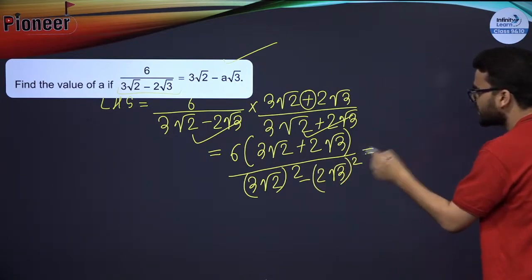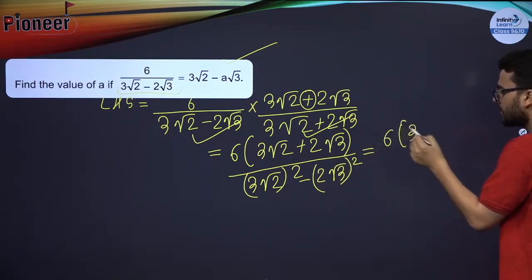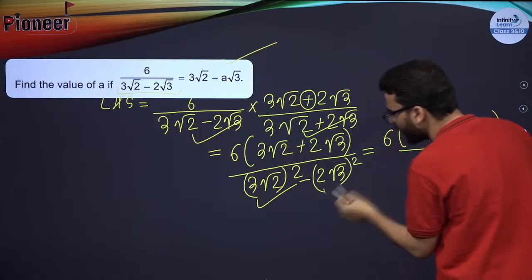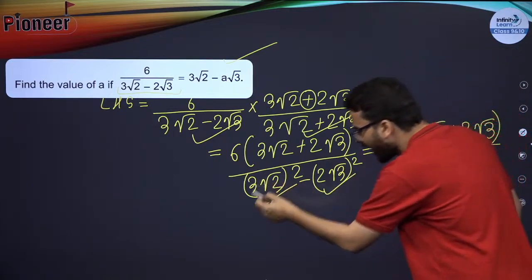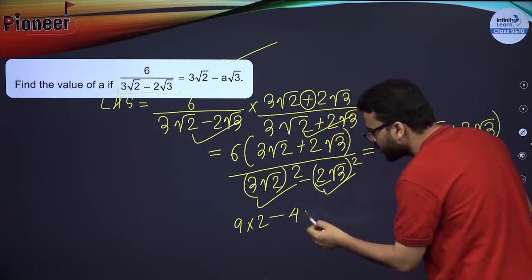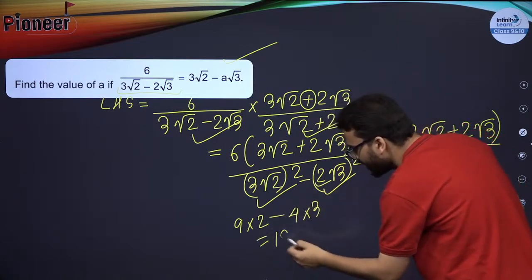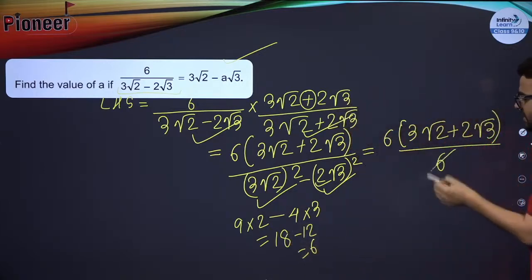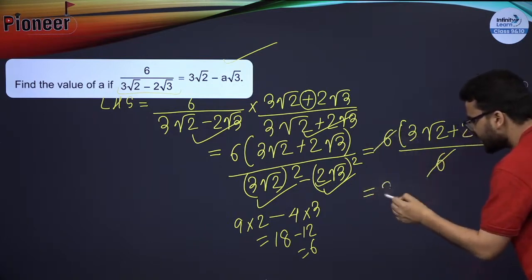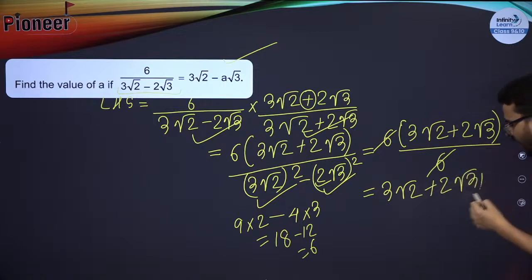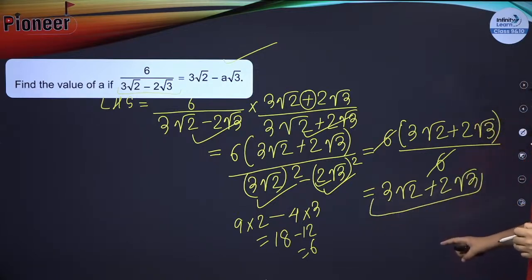So this will give you what, guys? This is 6 into 3 root 2 plus 2 root 3 divided by, this is of the form a square minus b square, right? So you see 3 square is 9, root 2 square is 2, minus 2 square is 4, root 3 square is 3. So this is basically 18 minus 4 3s are 12, that is coming out to be 6 only. So this 6 will be cancelled out. So this is basically equal to 3 root 2 plus 2 root 3. I hope this is clear. 3 root 2 plus 2 root 3 is coming over here.